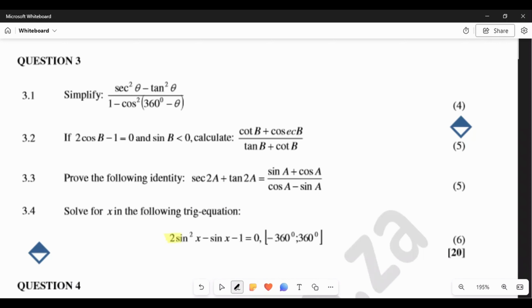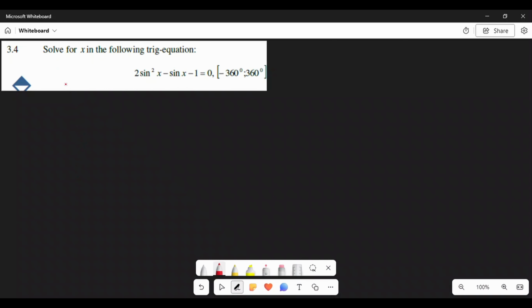So this is the equation that is given to us. We have also been given the limit where to begin and where to end. Let me just copy this question here and then paste it where we are able to solve it. All right, guys, as you can see, this is 3.4. I managed to copy it and place it here. Look, guys, this one here, it's to solve for x.